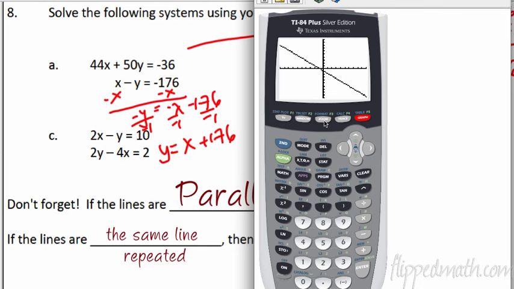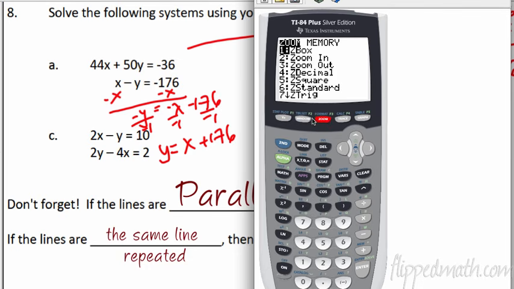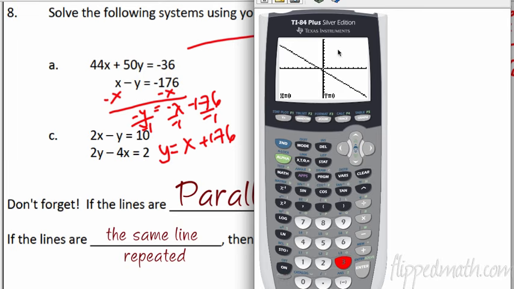I'm going to zoom out. So I hit the zoom button. Let's look at the window first. Here's the window. Look, we're going from negative 10 to 10. We already looked at that. I'm going to hit the zoom button, and then choice 3 is zoom out. Once you hit 3, nothing happens. You have to hit enter. So you hit enter, and it zooms out.